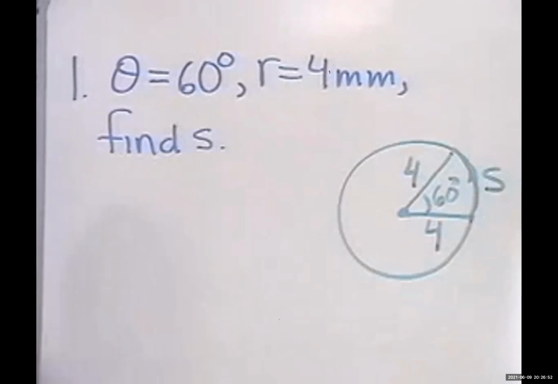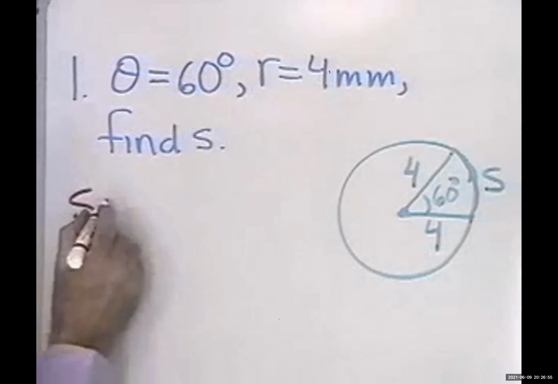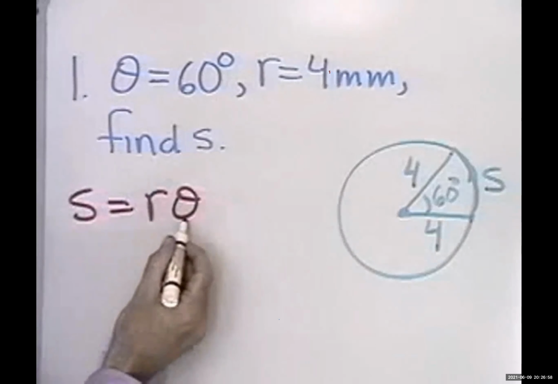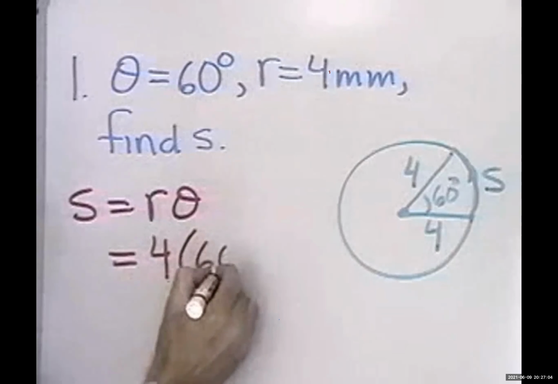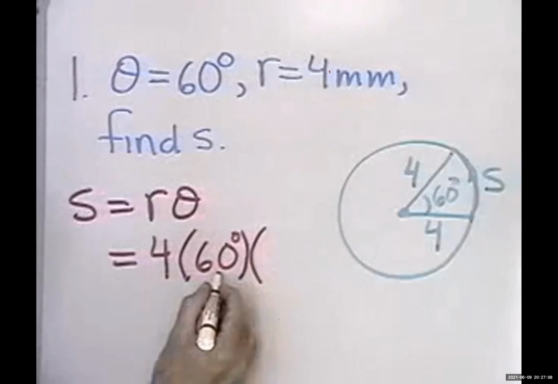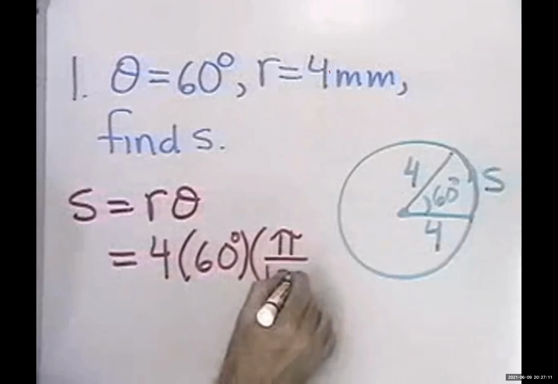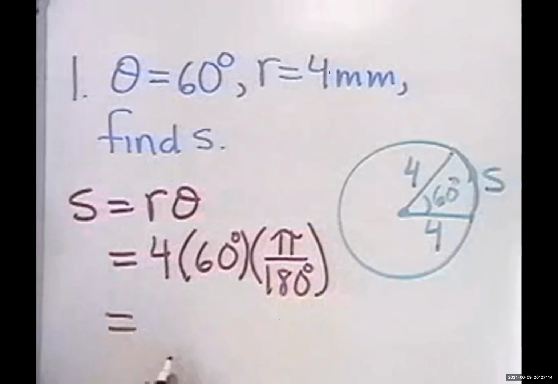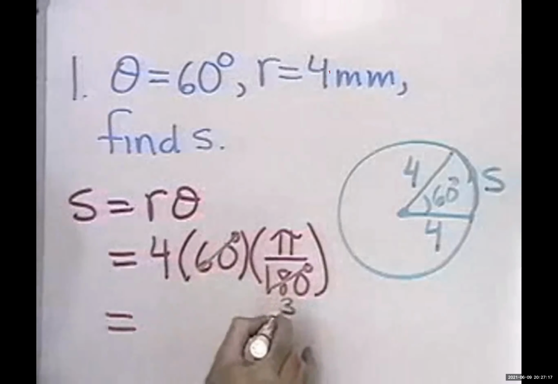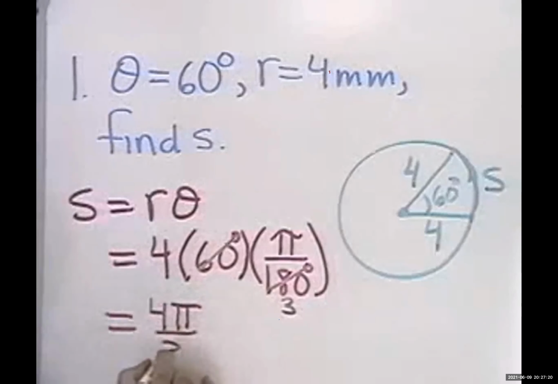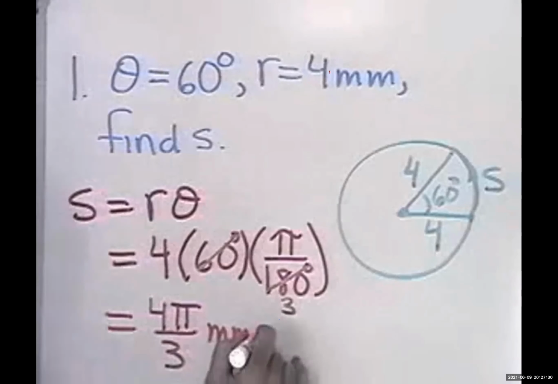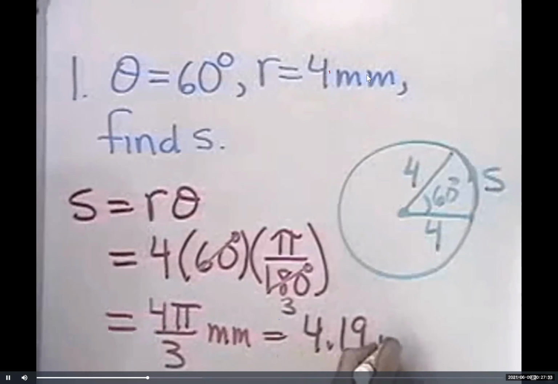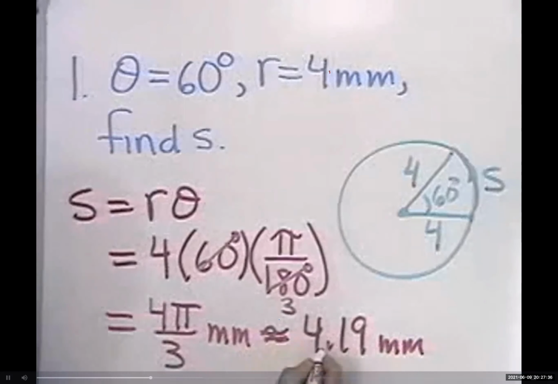My formula for arc length tells me that S is equal to r times theta, as long as theta is written in radians. So let's put in r, that's 4 millimeters, times theta, which is 60 degrees. Then I'll convert 60 degrees into radians by multiplying by pi over 180 degrees. I'll divide 60 into 180, that goes 3 times, so I get 4 pi over 3 millimeters. Then I can convert that into a decimal using my calculator, and that comes out approximately 4.19 millimeters to the nearest hundredth.